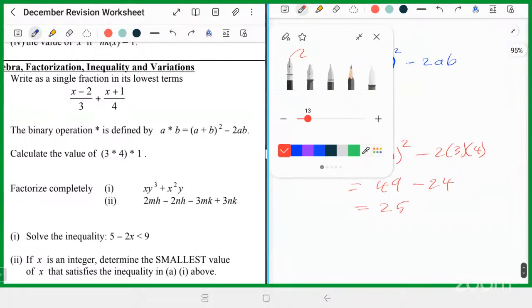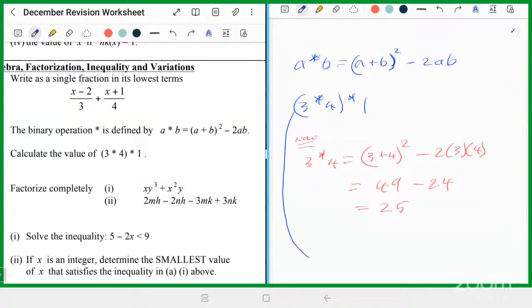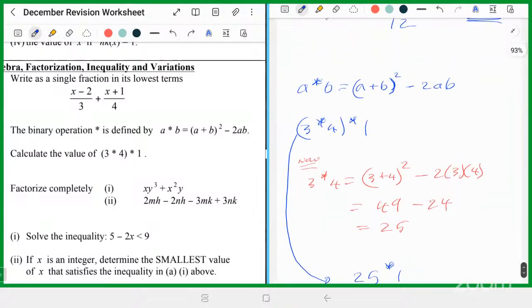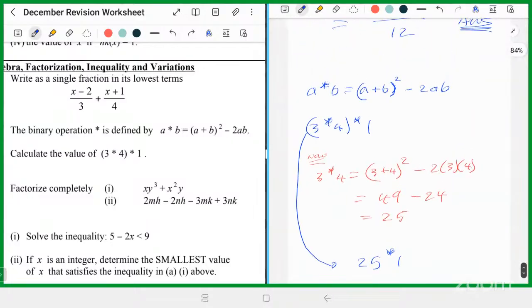What happens then is that this thing now becomes 25, and the thing in there is 25 star 1. So we're doing 25 star 1 now. So 25 star 1 means you're going to add them, which is (25 plus 1) squared, and then you're going to minus twice the product of them, minus 2 times 25 times 1. Let me shift this over somewhere.